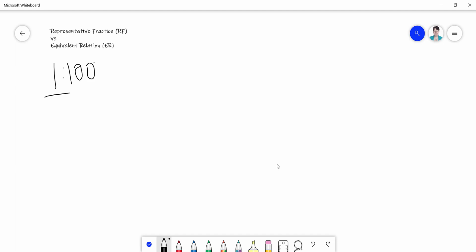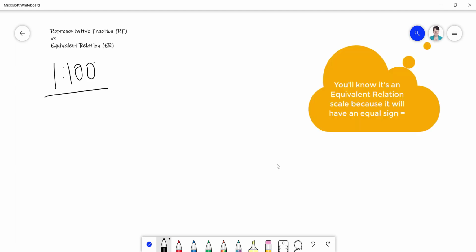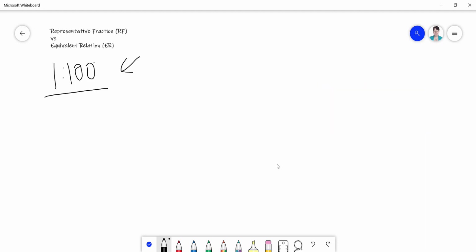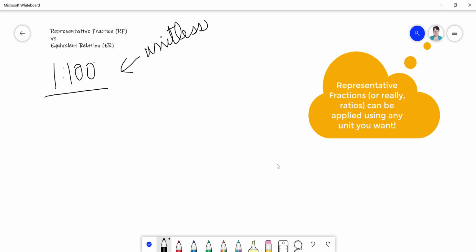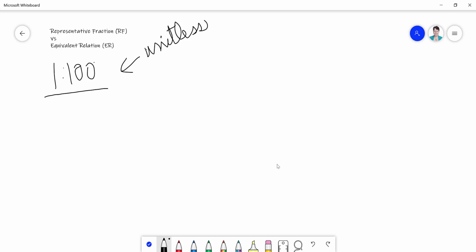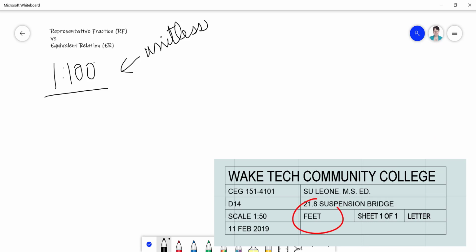These are related to each other. So you might think, oh, they're an equivalent relation. And then I will tell you no, because there's no equal sign. This is unitless. It can represent inches, meters, feet, miles, kilometers, centimeters. That's why you have to put the unit in your title block when you are using a representative fraction like this. Because if you don't indicate the unit, we don't know what unit the drawing was in.